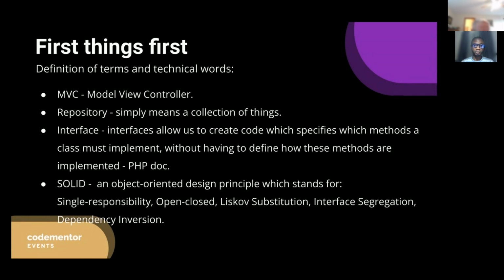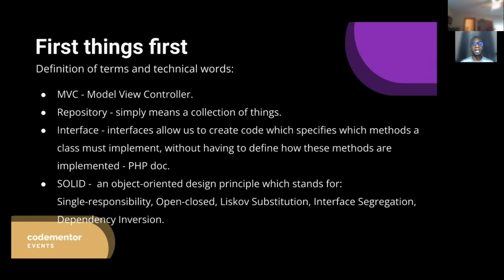Interface. From the definition in the PHP documentation, an interface allows us to create code which specifies which methods a class must implement, without having to define how these methods are implemented. So an interface is more like a contract where any class that implements that contract must abide by the rules of that contract, the rules of that interface.